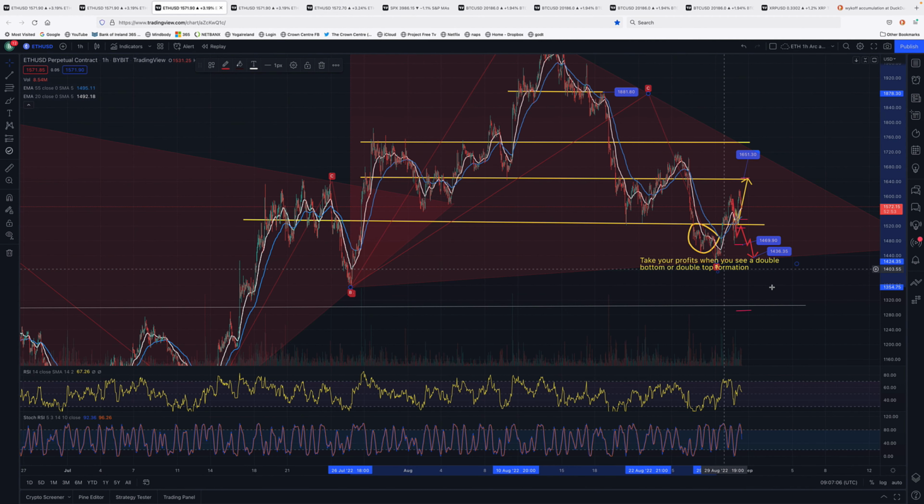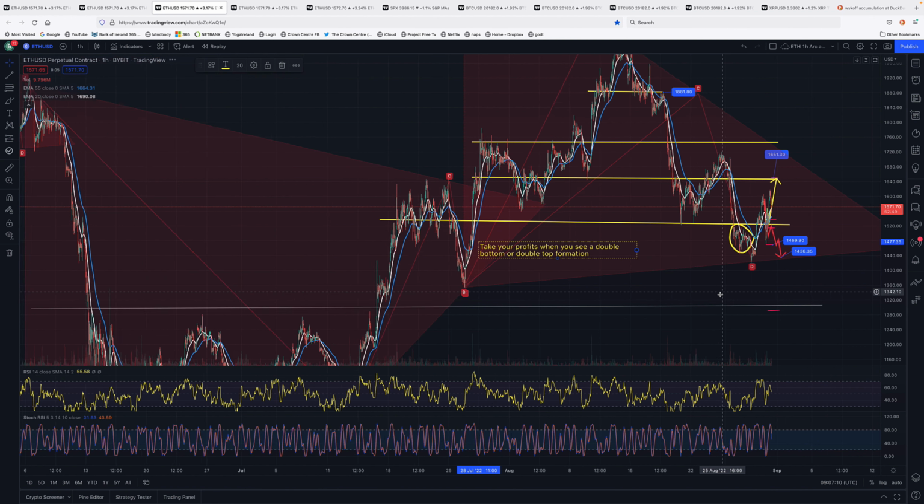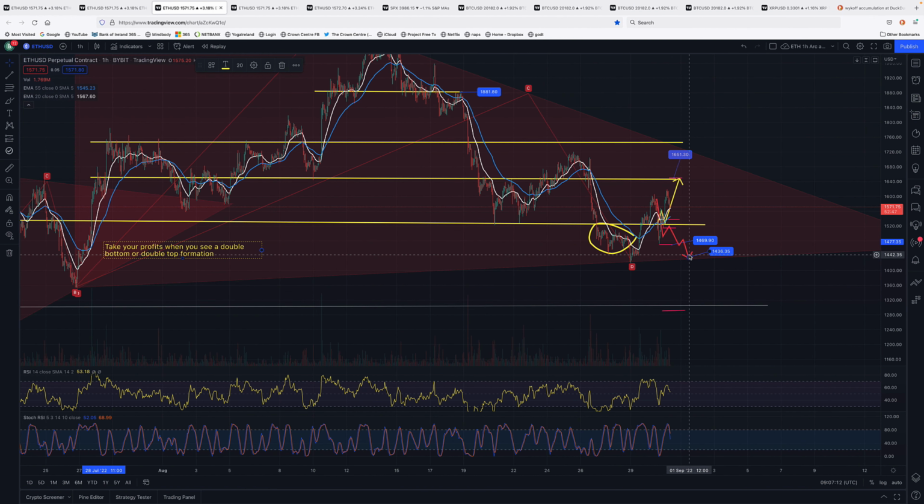Let me move this up here. Yeah, because XRP and Bitcoin came down to here. They confirmed this line. Ethereum didn't, because of what was happening here.